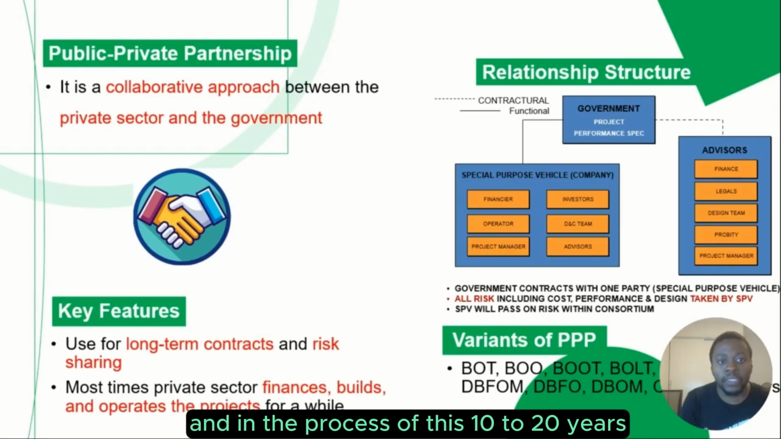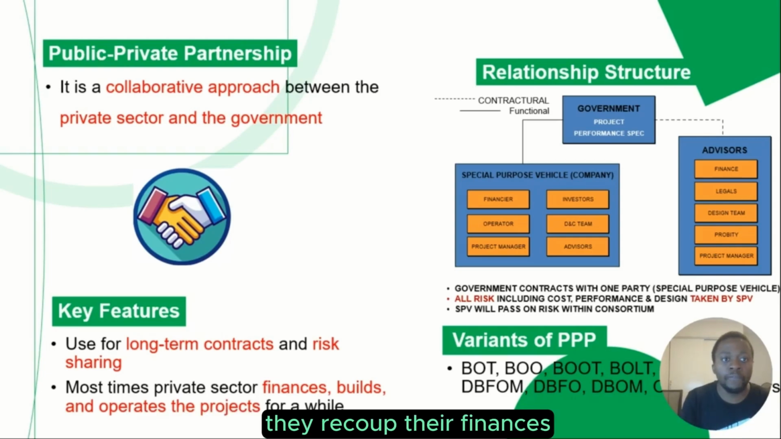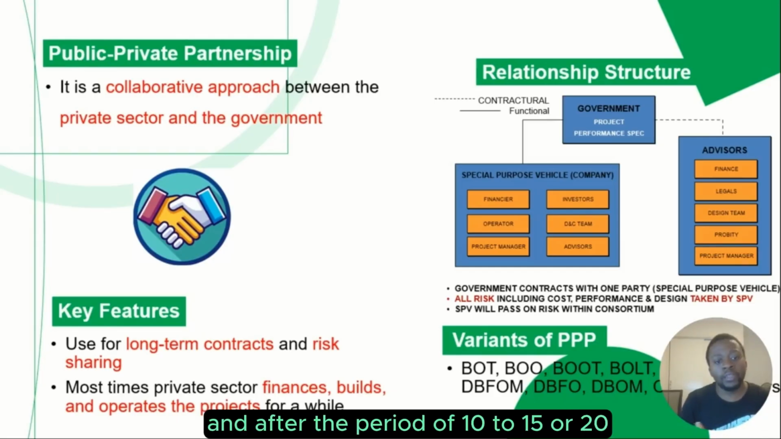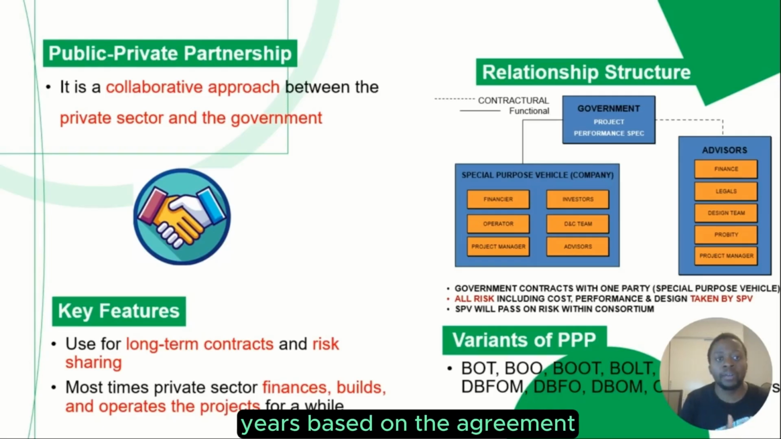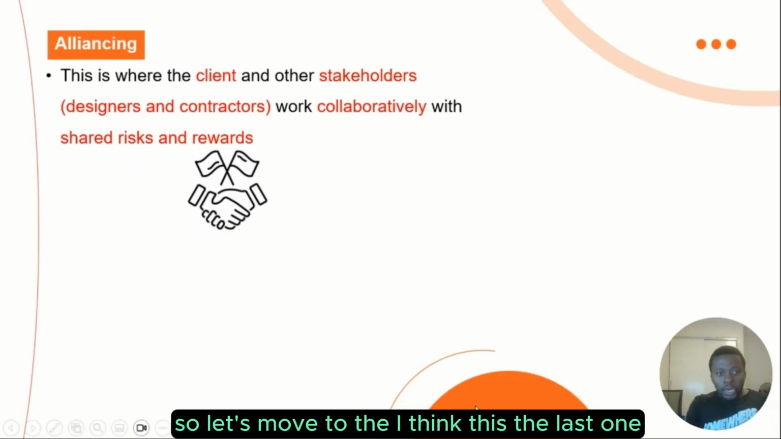And in the process of this 10 to 20 years, they are able to recoup their finances. So they recoup their finances from the users of the facility through tickets and so on and so forth. And after the period of 10 to 15 or 20 years, based on the agreement, they hand over to the government to maintain the facility. So that is a different kind of private-public partnership. So let's move to, I think this is the last one.